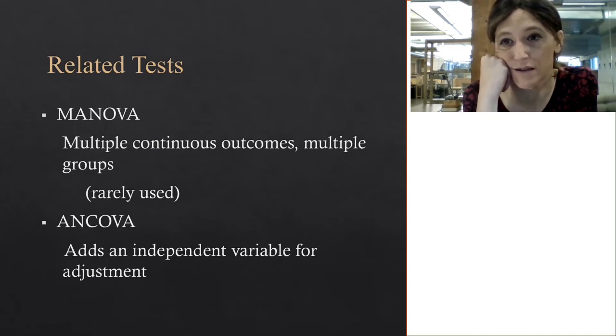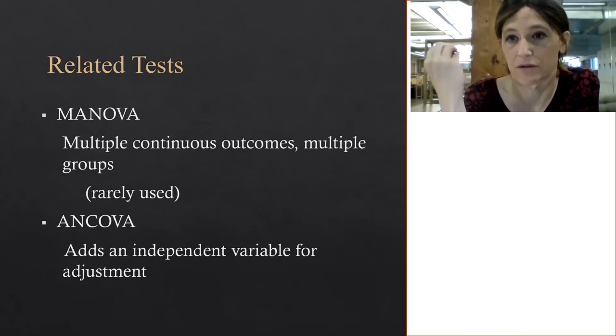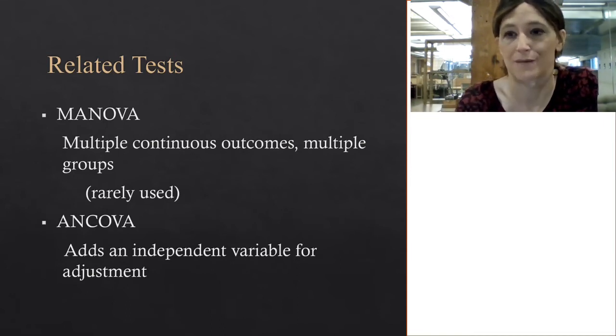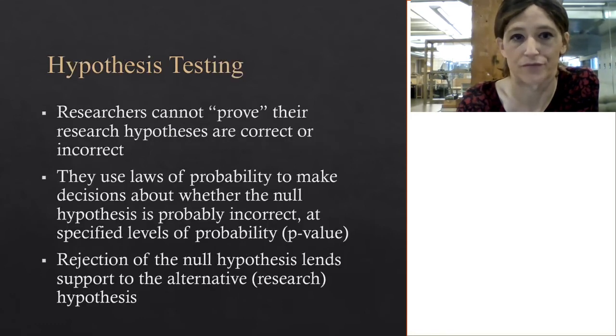ANCOVA is analysis of covariance, and we will get into this when we get into regression techniques. But basically, it's adding an independent variable or another variable as an adjustment. And in practice, we rarely use ANCOVA. We often just use some form of linear model. So I'm not going to spend a lot of time going over a methodology that we don't often use.